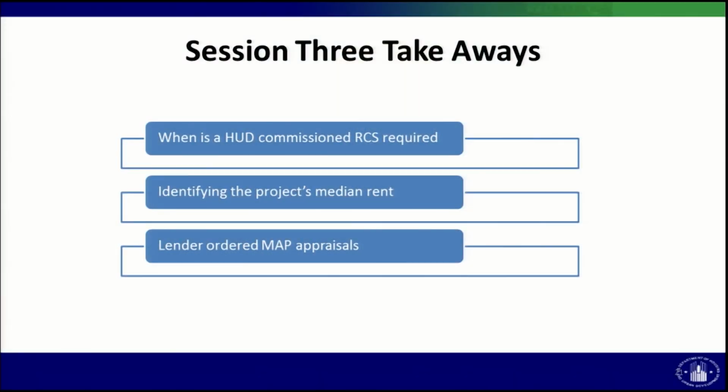When we began this session, I indicated there were 3 takeaways. Now I hope, 1, you have a better understanding of when a HUD-commissioned RCS is required. 2, I hope you understand the mathematical process for identifying a project's median rent. And last, I hope you know when a lender-ordered MAP appraisal can be used in lieu of the HUD-commissioned rent study.